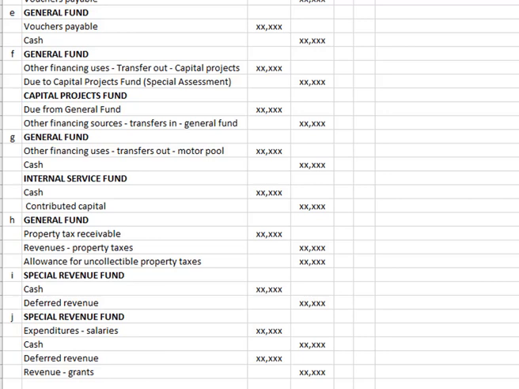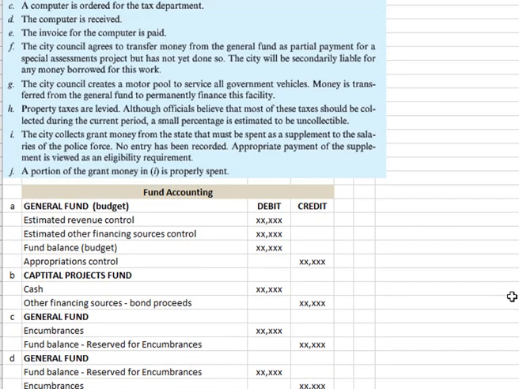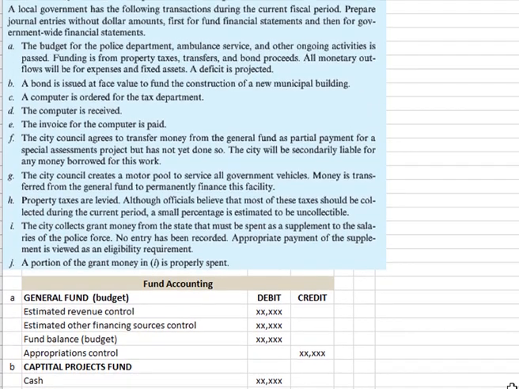So of course, the grant said that we were going to spend it on salaries, right? So salaries of the police force. So when we spend it, it's going to be salaries in cash. We're going to be paying out police force salaries. And then the portion of it that was paid out, we can remove from deferred and put it into revenue. So that is how we would record these various things with fund accounting.